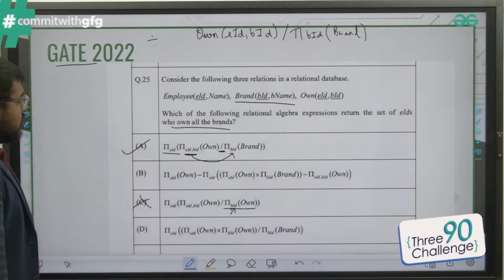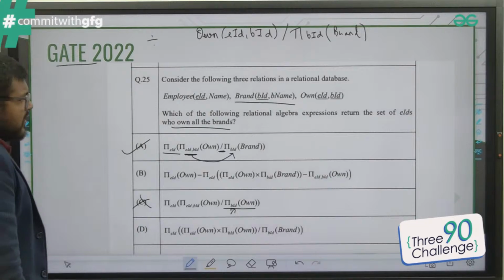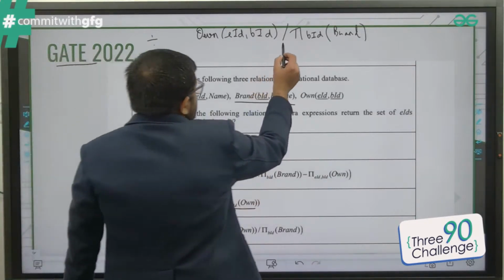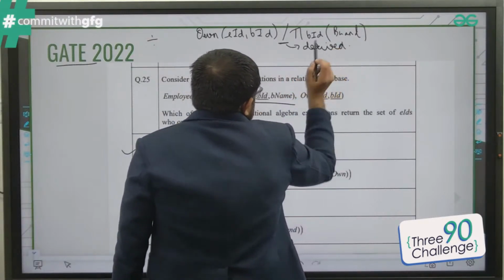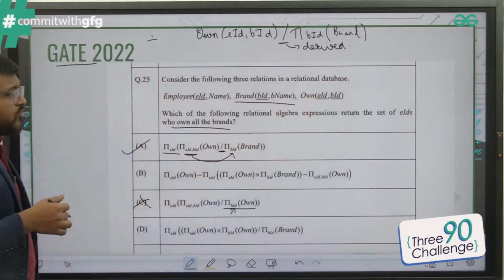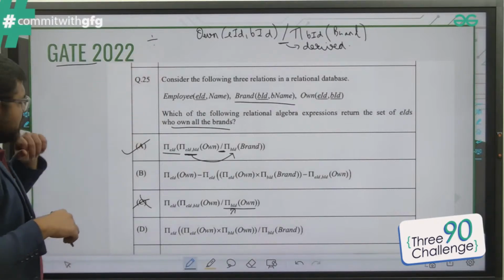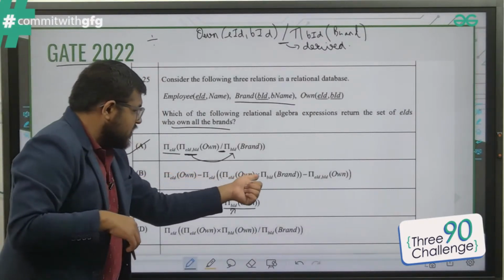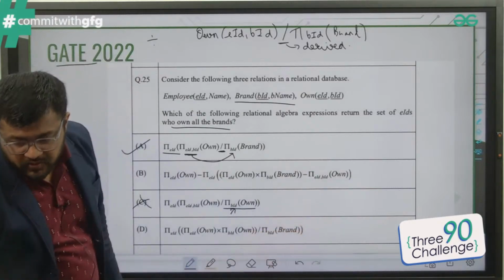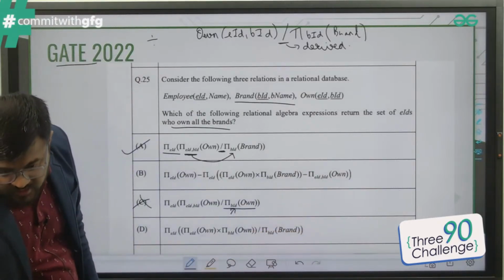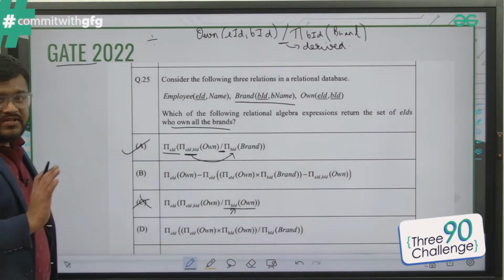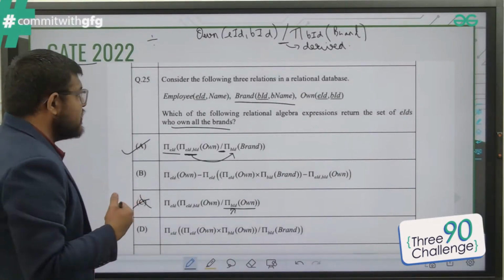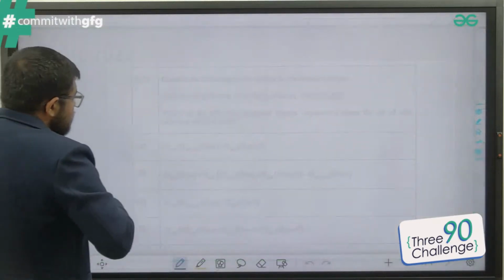Now you see here, we need to see that the division operator is a derived operator. It is not a basic operator. So I want to represent it in terms of basic operators like set difference, multiplication, etc. So how can I represent it? One way is I can just tell you the formula. Another way is we can try to derive it so that we remember it for a longer time.